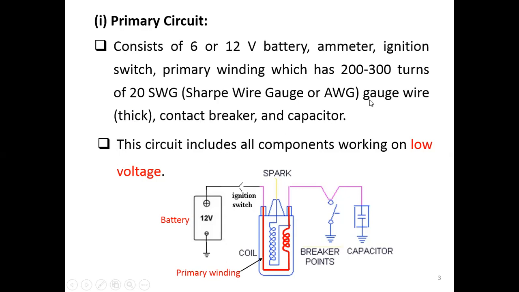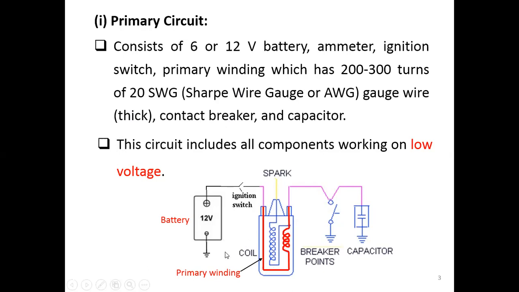So we have the primary winding on the coil that has only about 200 to 300 turns here. This is the primary winding. And then we have a contact breaker and a capacitor. This contact breaker will work according to the motion of the cam to open or close. And this capacitor is the device that stores the current.